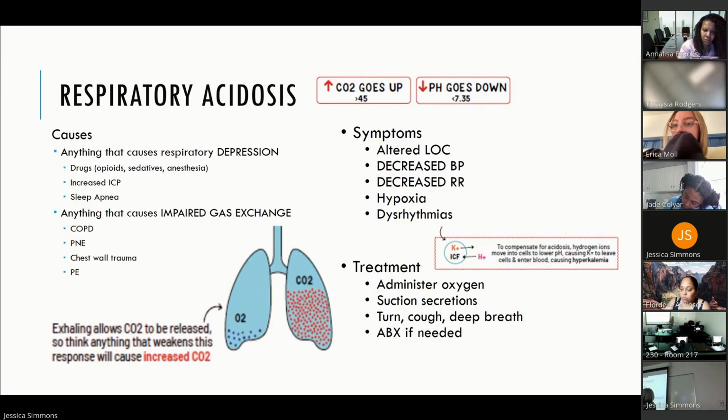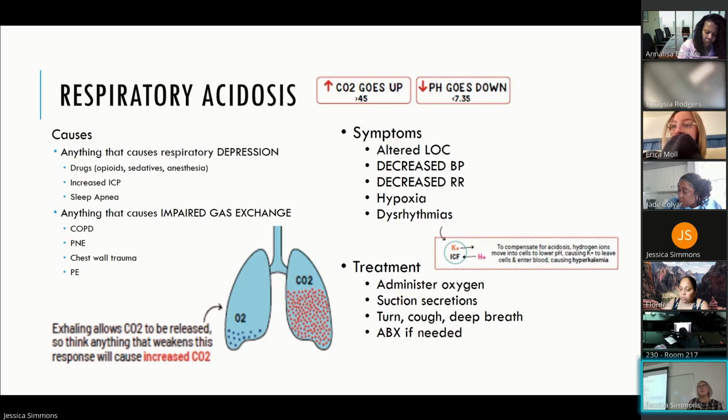So causes for respiratory acidosis can be anything that causes respiratory depression, so drugs, increased intracranial pressure, sleep apnea, and then also anything that impairs gas exchange. So COPD, pneumonia, trauma to the chest wall, as in a pneumothorax or hemothorax, and then also a PE.